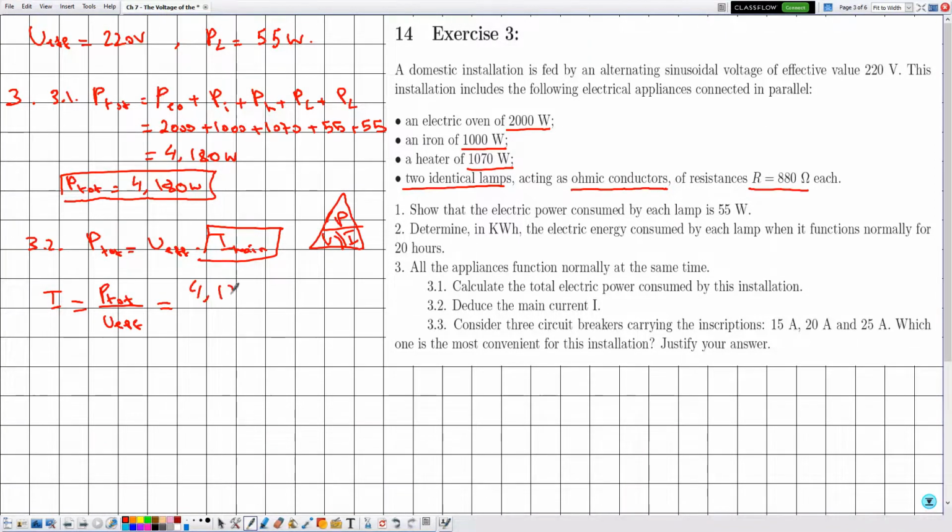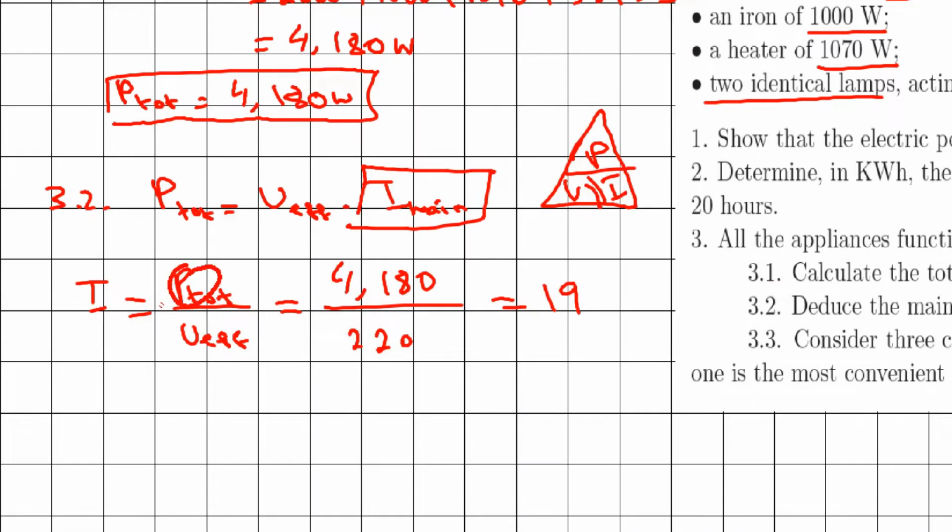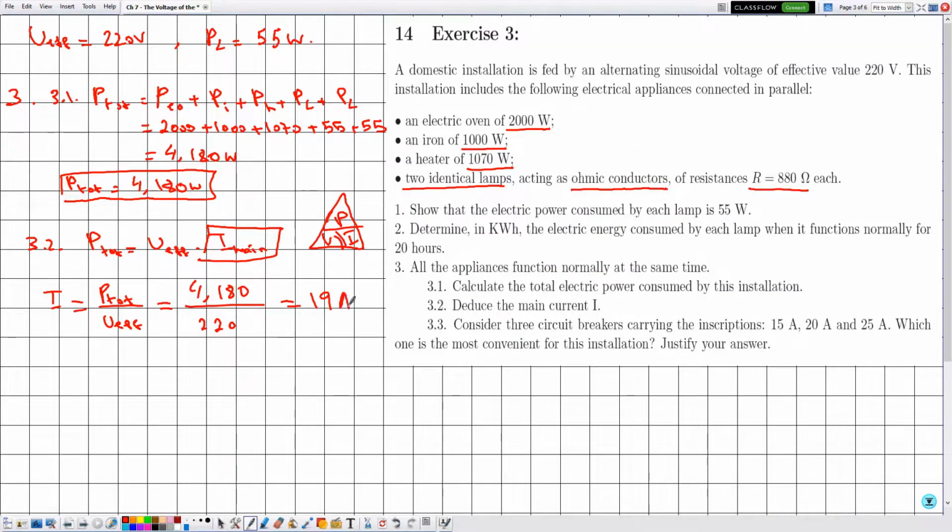So 4180 divided by U effective, which is given by 220. This is equal to 19, since both P and U are expressed in the SI, so the value of I will be in the SI, which is amperes. Then the main current traversing this circuit is given by 19 amperes.